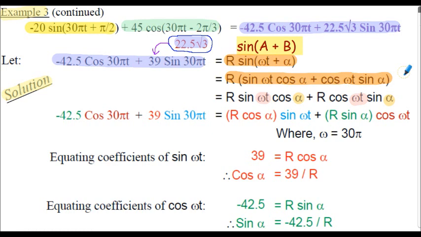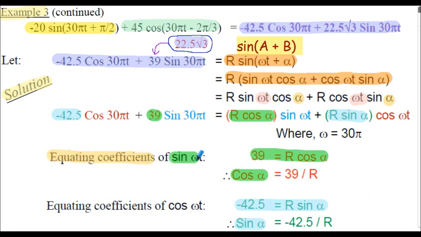We're going to use the same technique we used in the previous presentation to first of all find the resultant of our two waveforms when combined, and also the phase angle. This line here, I've simply rearranged the right hand side so that I can equate my coefficients. So equating coefficients of the sine omega t terms, I would equate the 39 with the r cos alpha, shown here. I form an expression for cos alpha. And equating coefficients of the cos omega t terms, I will equate negative 42.5 with r sine alpha, shown here. Again, I can rearrange this for sine of alpha. This is using the method termed equating coefficients, initially of sine omega t, and secondly of cos omega t.